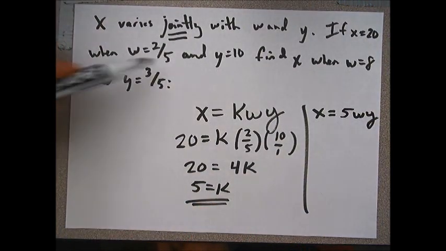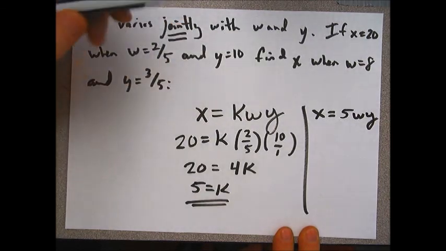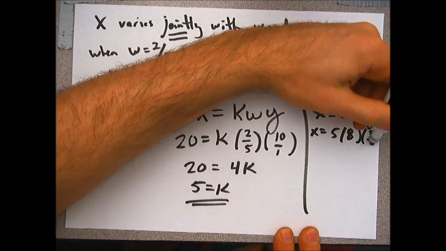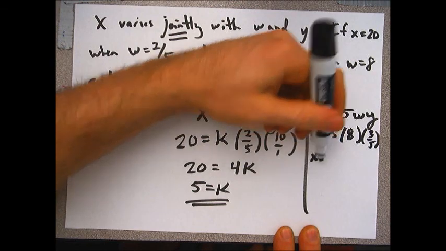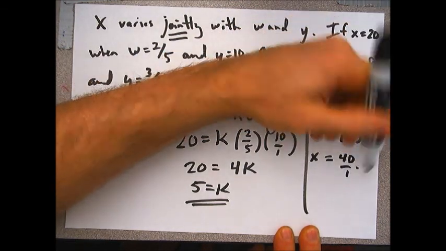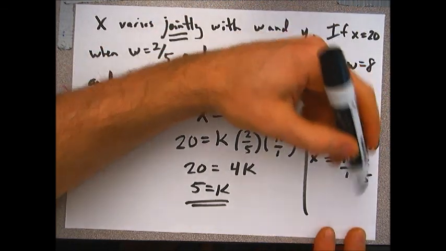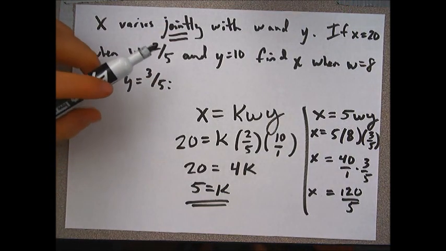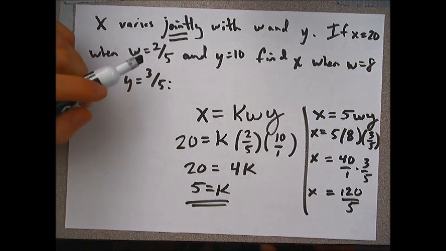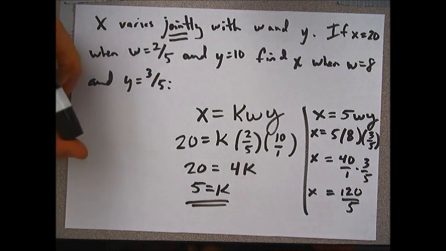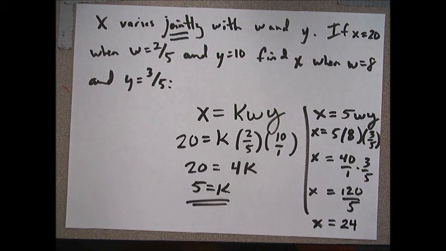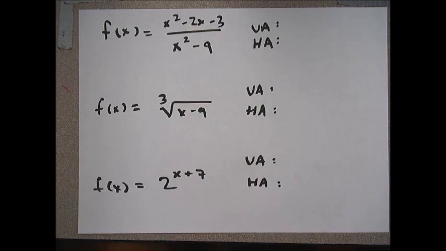Now let's see what they say. Knowing this, find x, so we're finding x when w is 8 and y is 3/5. 5 times 8 is 40. So I'm going to call it 40 over 1 times 3 over 5. 40 times 3 is 120 divided by 5. And what does that give us? Make sense?